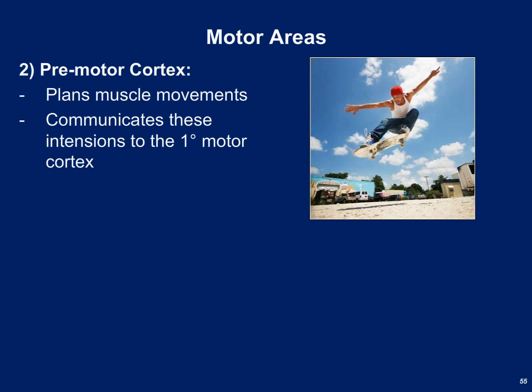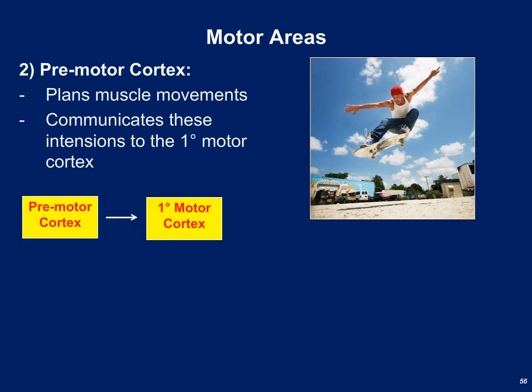For example, if I am a skateboarder and I want to jump over something, I'm going to think about what I want to do before I actually do it. And this thinking and planning goes on in the premotor cortex. Now, once you have thought things through, the information from the premotor cortex will be routed to the primary motor cortex, and the primary motor cortex will then direct the contraction of appropriate skeletal muscle fibers through motor neurons.